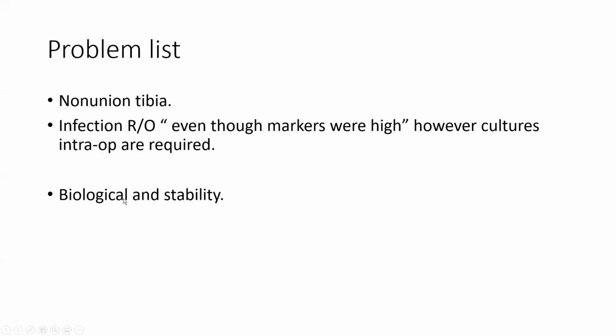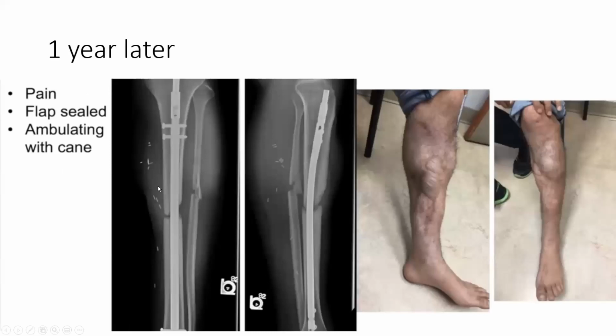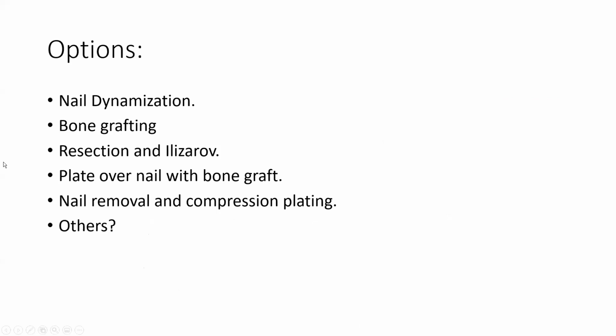So the biological issue is the main issue, and whenever you have a biological issue, you need to supplement stability. Even though stability was not the original problem, as you can see, after all this time, this area is not stable. Even though the fixation is stable, this area of resorbed bone is not stable. So in order to have the best shot, we need to go with stability as well as biology. So again, our options. What would you choose?